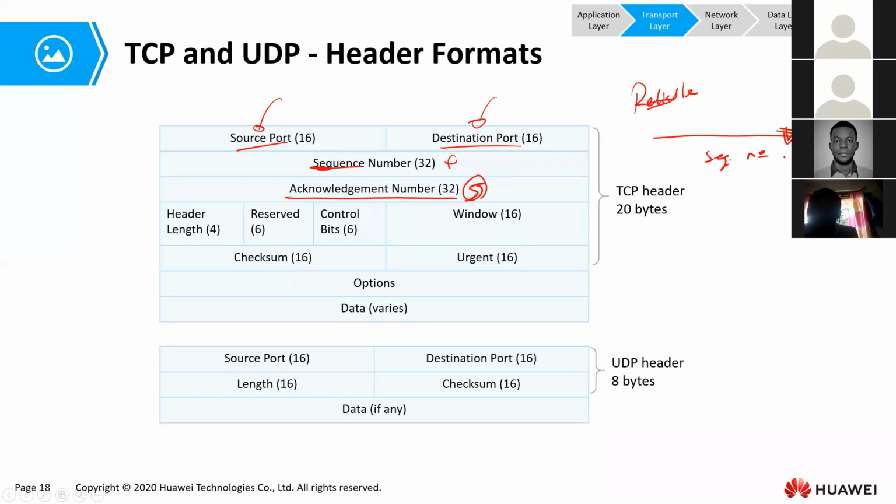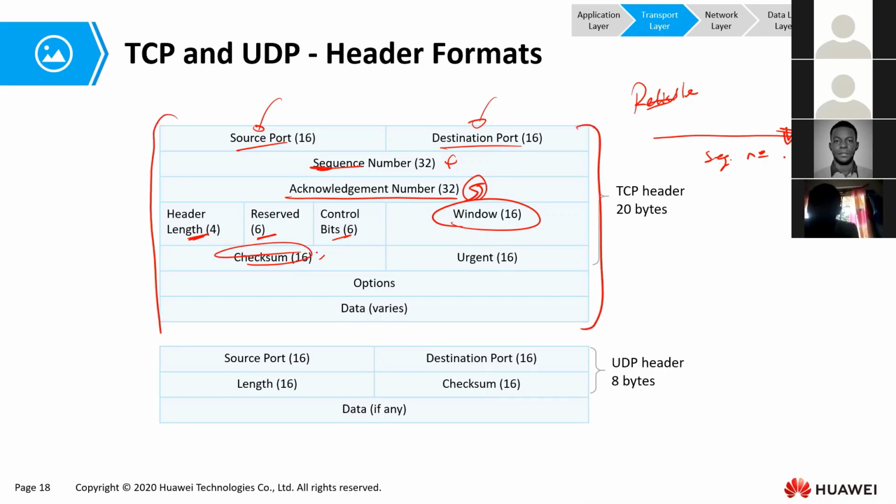And then we also have the header length, which specifies how big the header is. We have reserved and control bits, and then the window. We use the window for adjustment of the amount of data we are sending at a particular instant. The checksum is a mandatory field that we use to check the validity of the header. Someone might have tampered with this header or it is corrupt. In such a case, the checksum will fail. And then we have options and the data.